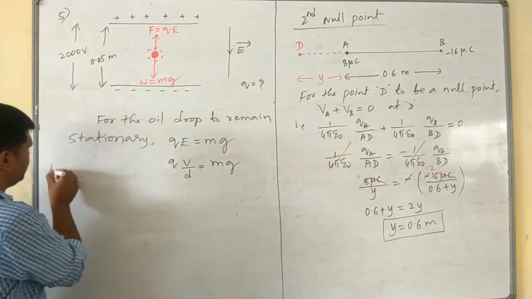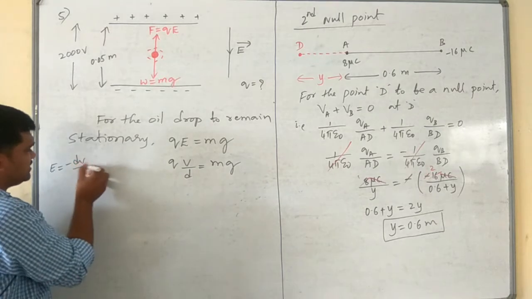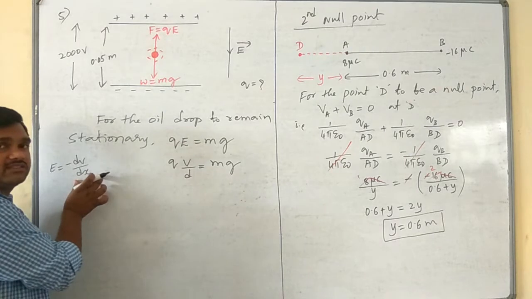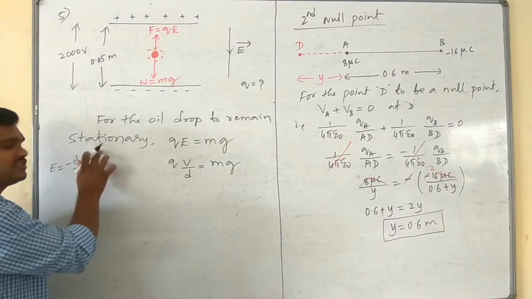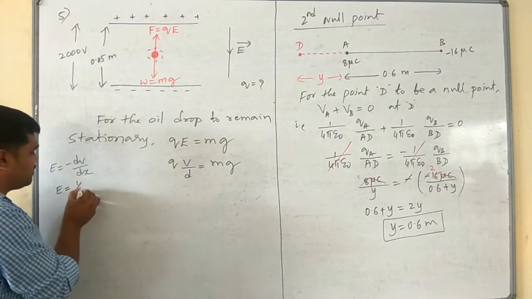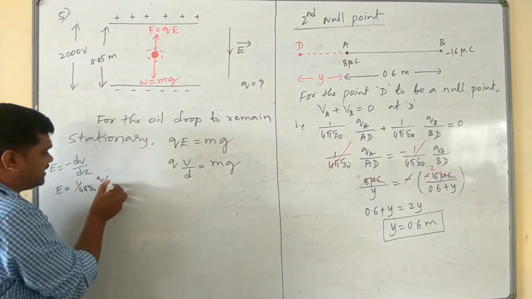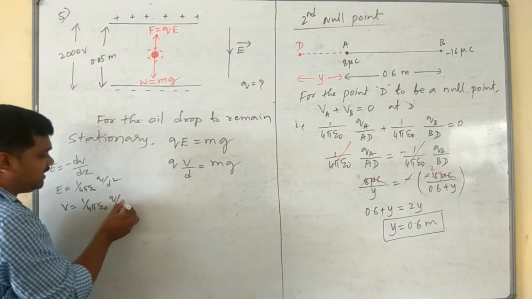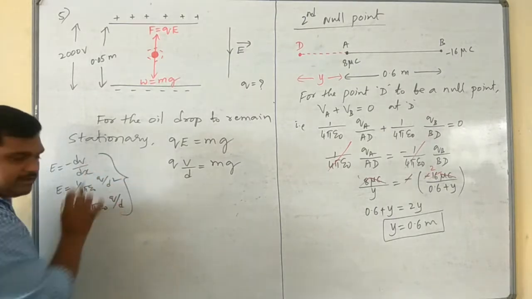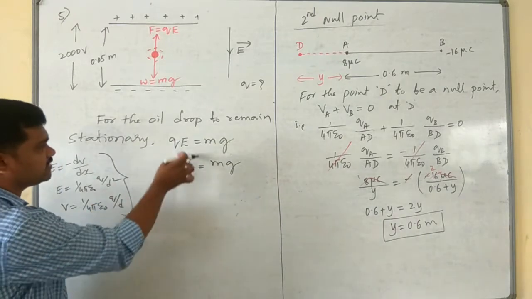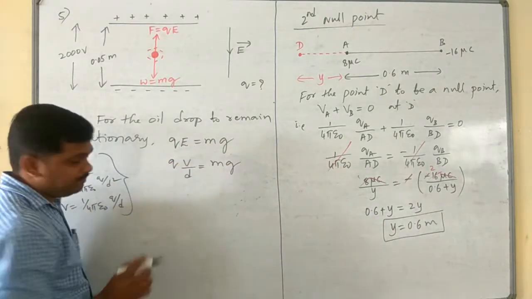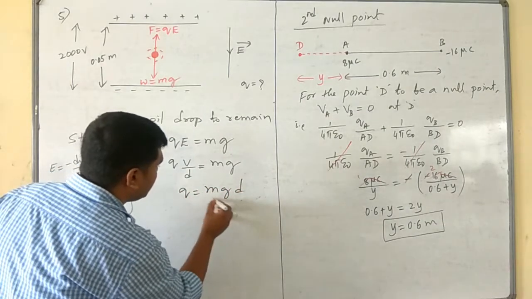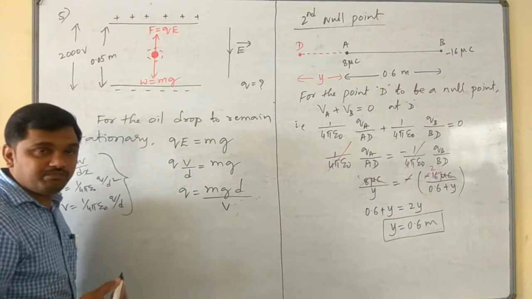How it comes means, you know this concept, E is equal to minus dV by dx. For smaller potential difference and smaller distance of separation, we have taken this formula. Otherwise, E is equal to 1 by 4 pi epsilon naught Q by D square, whereas V is just 1 by 4 pi epsilon naught Q by D. On simplifying them, it leads to the formula E is equal to V by D. Okay. Q is equal to mgd divided by V.